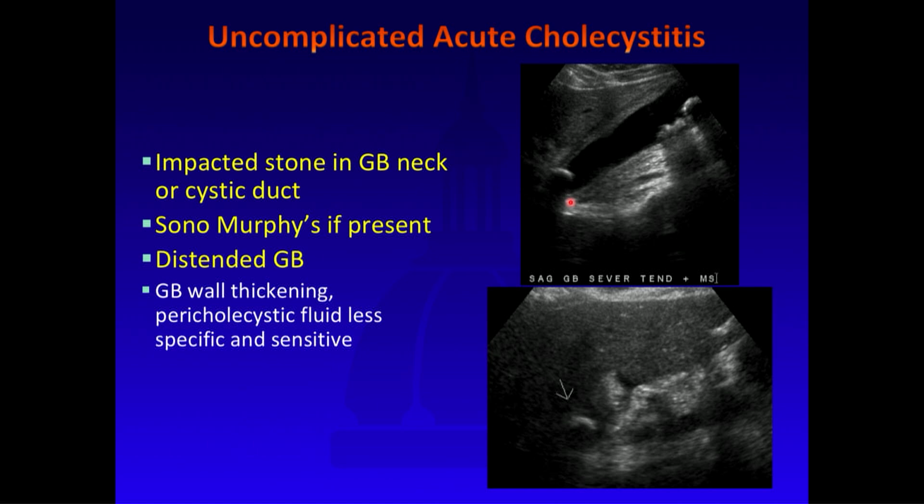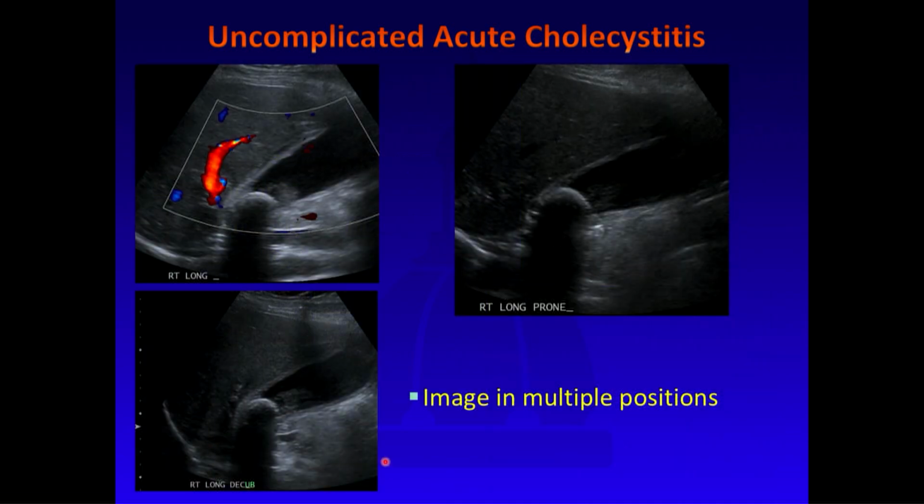And then there are some ancillary signs like gallbladder wall thickening and pericholecystic fluid, which is great if they're there. There is gallbladder wall edema, but these are not as specific. And so one of the things to teach the sonographers is how do you make sure that the stone is impacted?